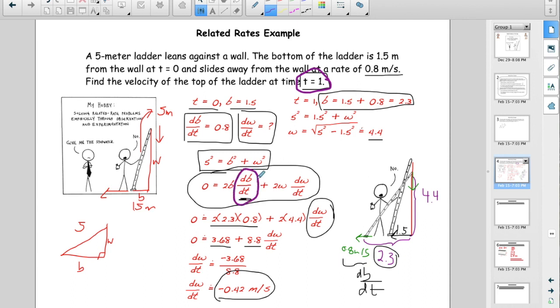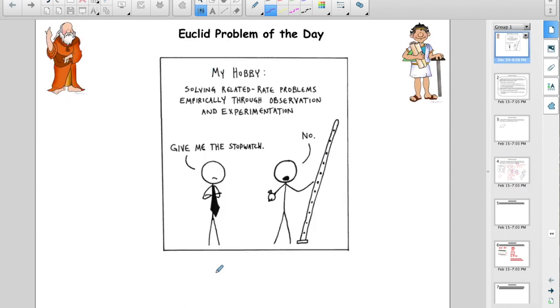We do need dB by dt and dW by dt because those are the related rates. And now maybe if we jump back out to here now, perhaps you sort of see the humor in this.